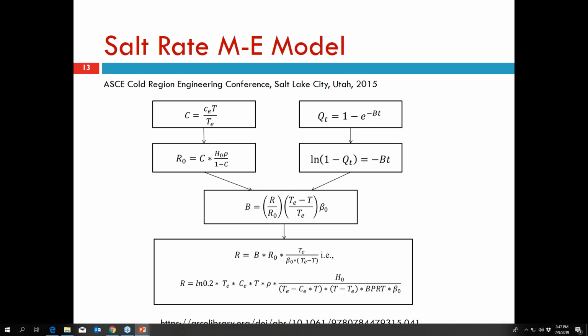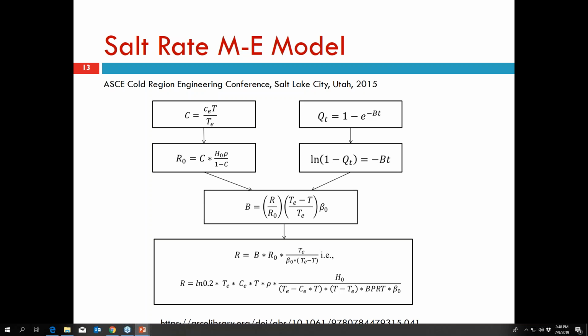So based on all these parameters, we developed this equation where R is the application rate and T_e is the eutectic temperature of the salt, and C is the eutectic concentration of the salt you use. T is the pavement temperature. Rho is the snow density. H naught is the snow depth.